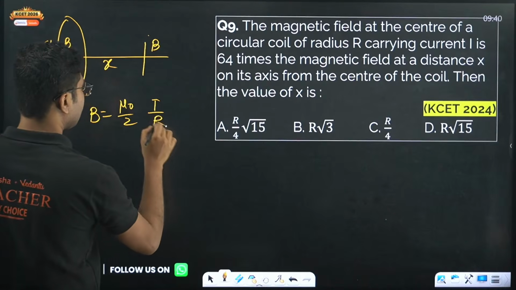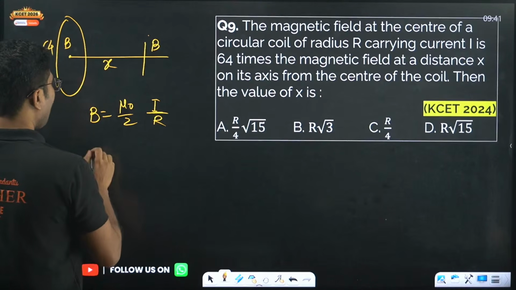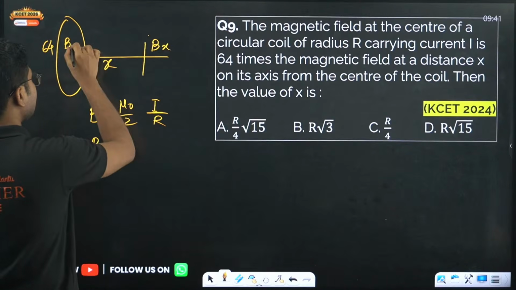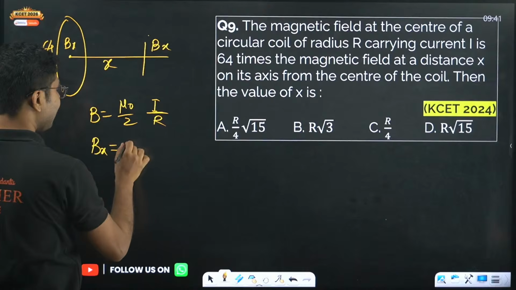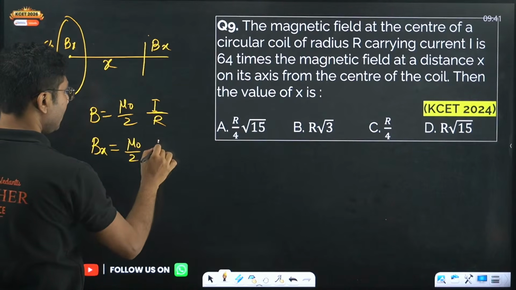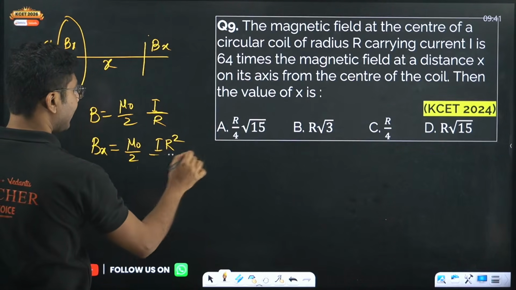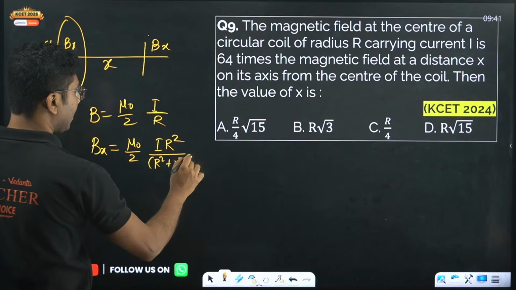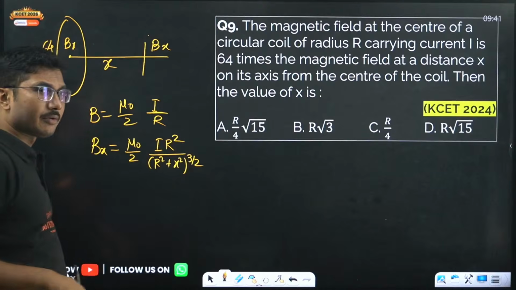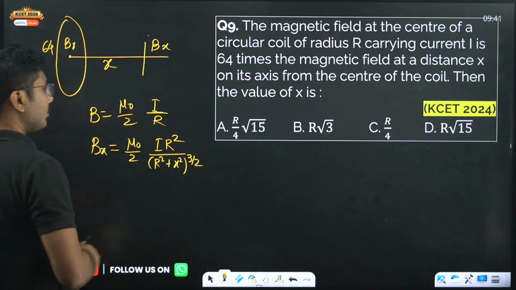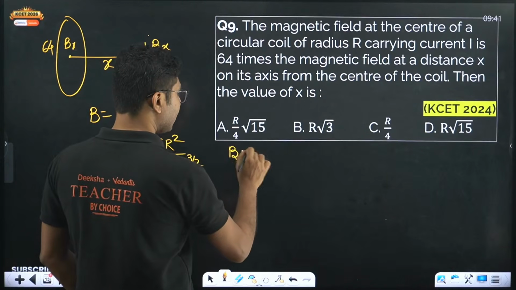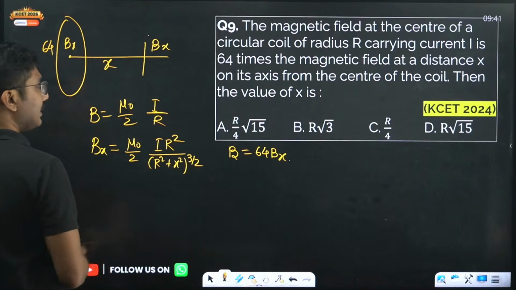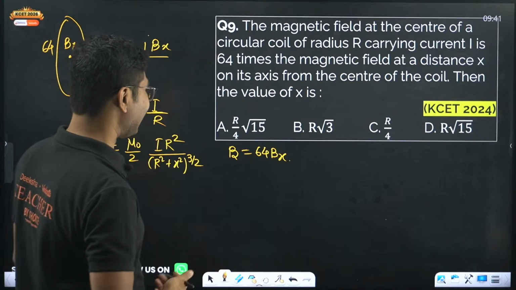Okay, I upon R. This is the magnetic field at the center. What about the magnetic field at some distance x? So this is Bx. The magnetic field at a distance x is given by mu naught by 2 I R square divided by R square plus x square to the power 3 by 2. This derivation we have done in our PUC exam, right? So it is mentioned that B equals 64 of the Bx. Now you have to find this x distance in terms of R.